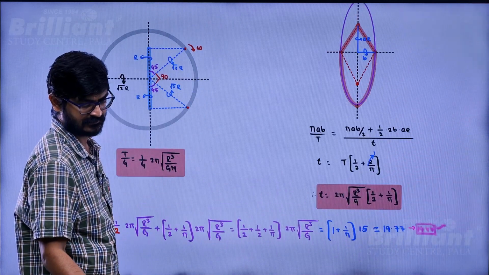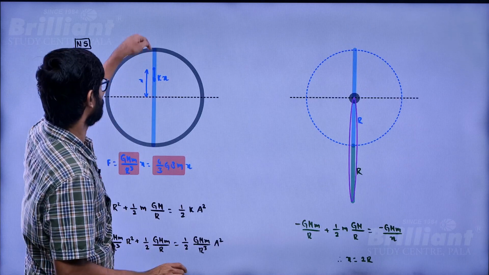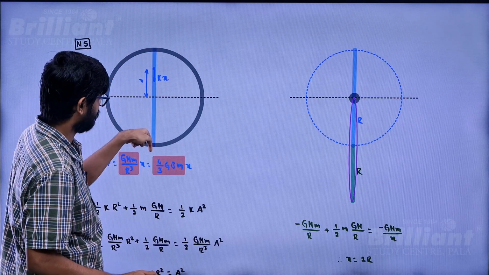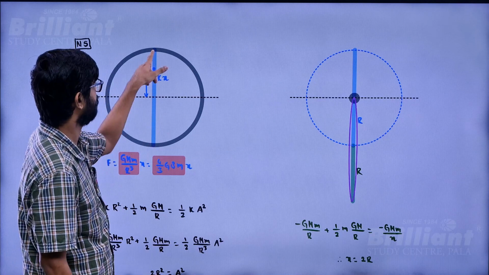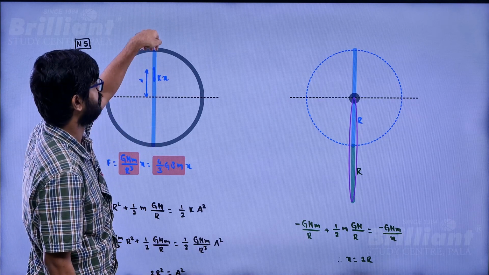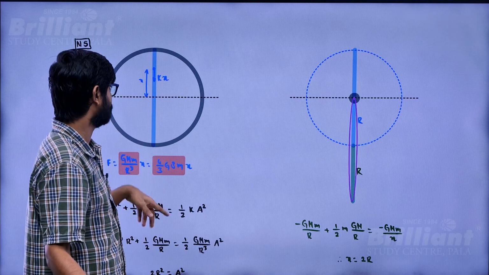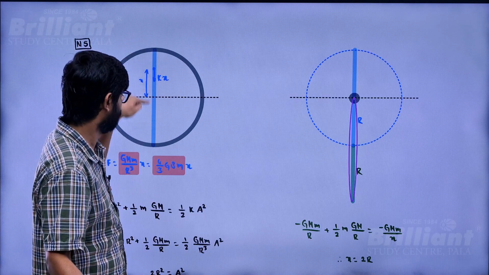That is the SHM part. See what we have done: when you throw it, it is going to perform SHM from here to here. From here to here it is not SHM, but from here to here it is SHM. So basically we found the time taken from here to here.